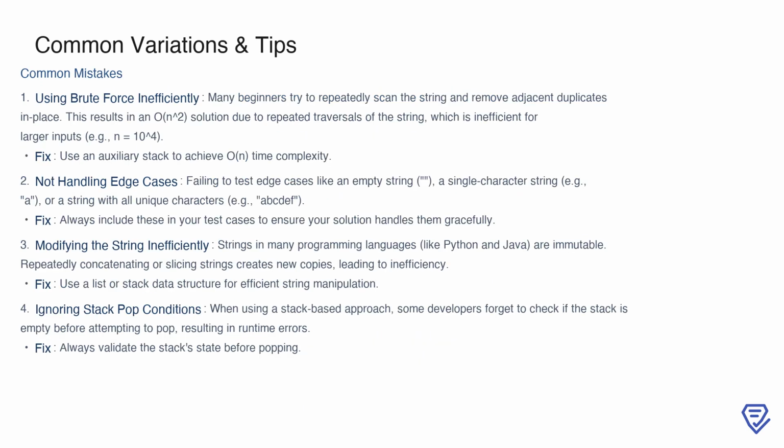When solving this problem, there are several common mistakes to watch out for. One of the biggest pitfalls is relying on a brute force approach, where you repeatedly scan the string and remove adjacent duplicates in place. While this might work for small inputs, it quickly becomes inefficient as the input size grows, resulting in an O(n squared) time complexity. Instead, using an auxiliary stack allows you to achieve an optimal O(n) solution.